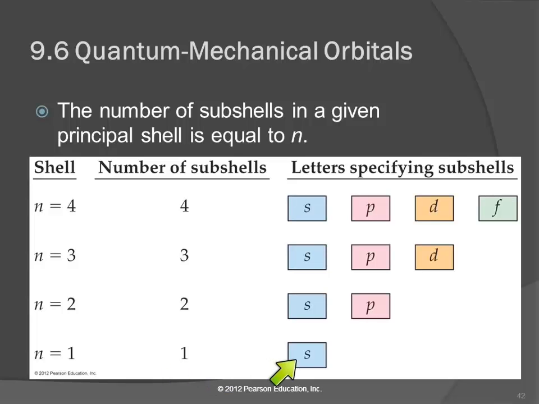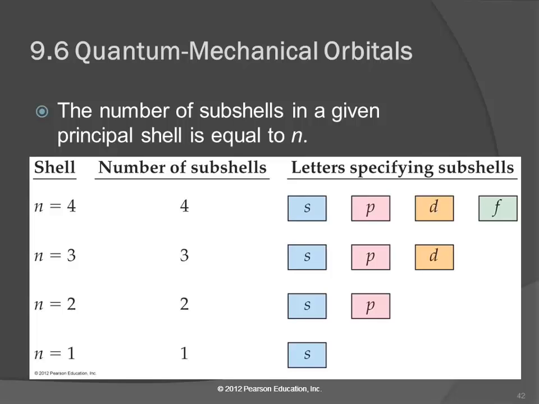Now the letters, S is the first one. So the second level has S and P. The third level has S, P and adds D. And the fourth has S, P, D, and F. And when you go higher, there's more, but we're not going to go there, and we don't want to go there. Things get really, really crazy.